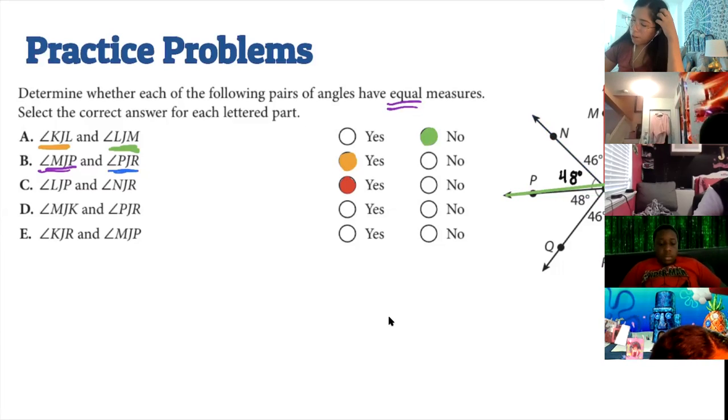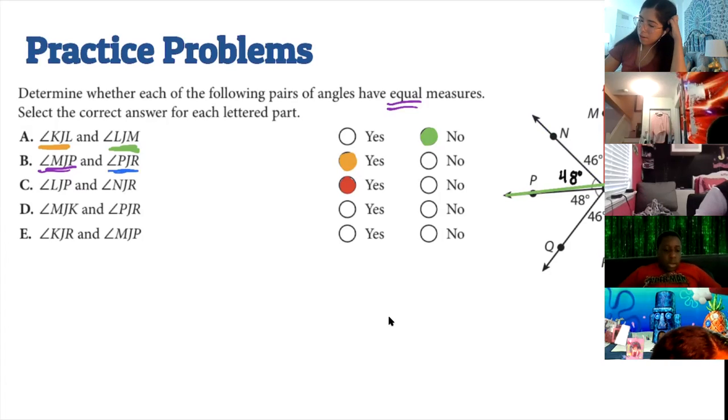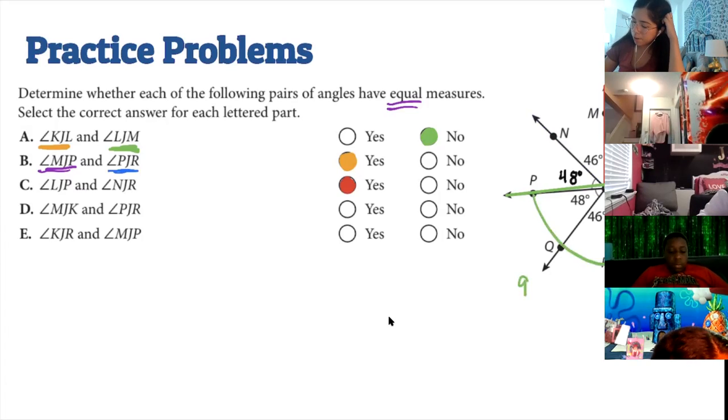Alrighty. What do we know about MJK? The red one. That it's 90 degrees. Yeah, we know this one's 90. So we know this whole thing is 90. And then we can do the math for PJR because we already have that filled in. How much is this one? 94 degrees. 94 degrees. So these two are not equal.